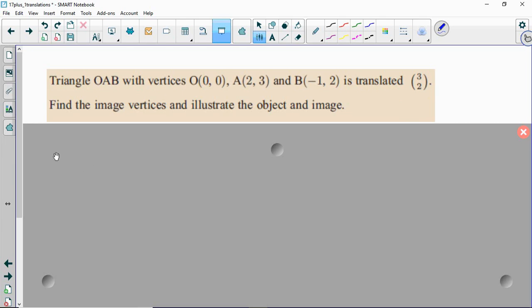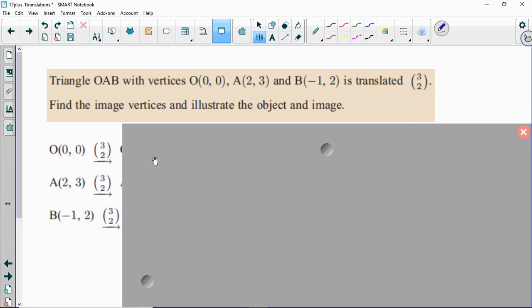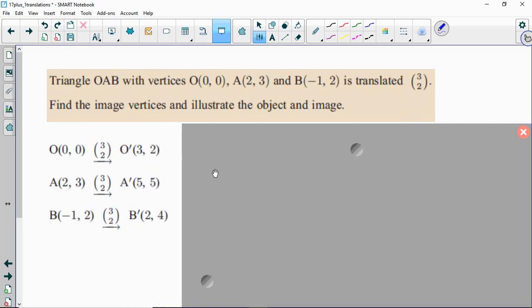Okay, this shouldn't be too hard. We take our 3 starting points, and then we've got the same vector affecting all of them, and that gets us our 3 ending points. The notation that's used here is a little apostrophe symbol to indicate this was point O and this is where that point went. I would read that out loud as O prime.